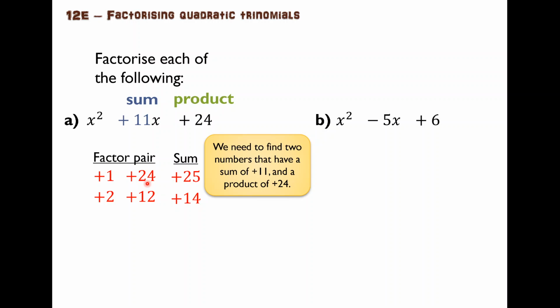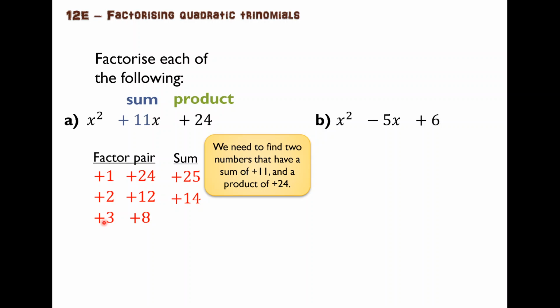We can try some more, maybe 3 and 8. Notice that I'm trying to do this systematically, like in a system so that I get them all. 1, 2, 3, and then maybe I'd try 4. I'd skip 5 because 5 doesn't go into 24. Anyway, as long as you get all of them, that's the important thing. Or at least actually you don't even have to get all of them. You only have to get the one that matches.